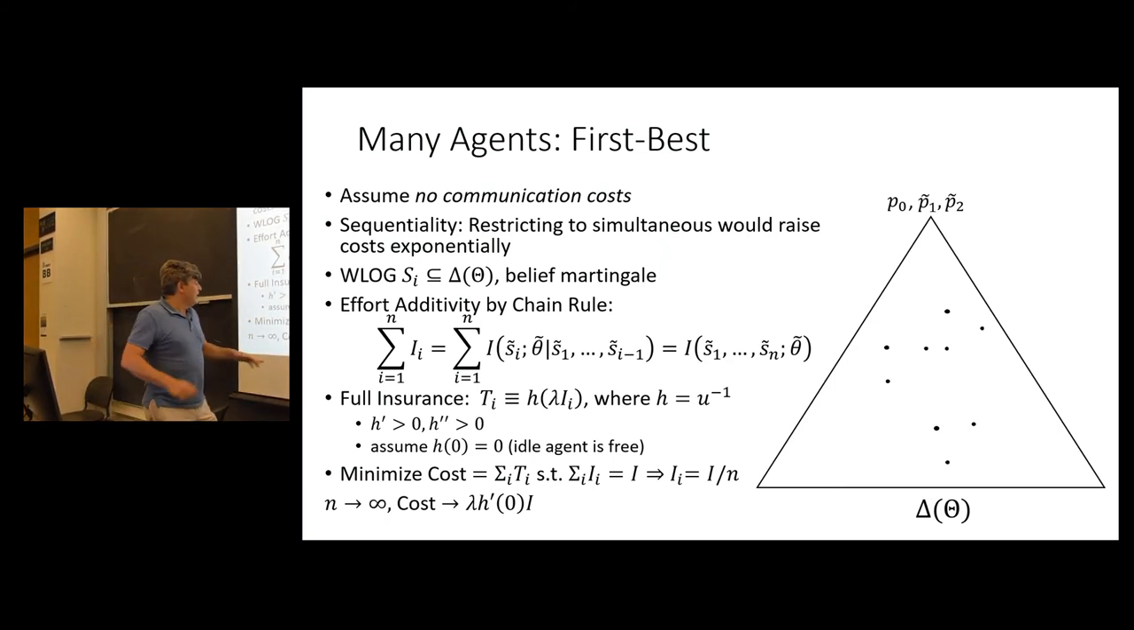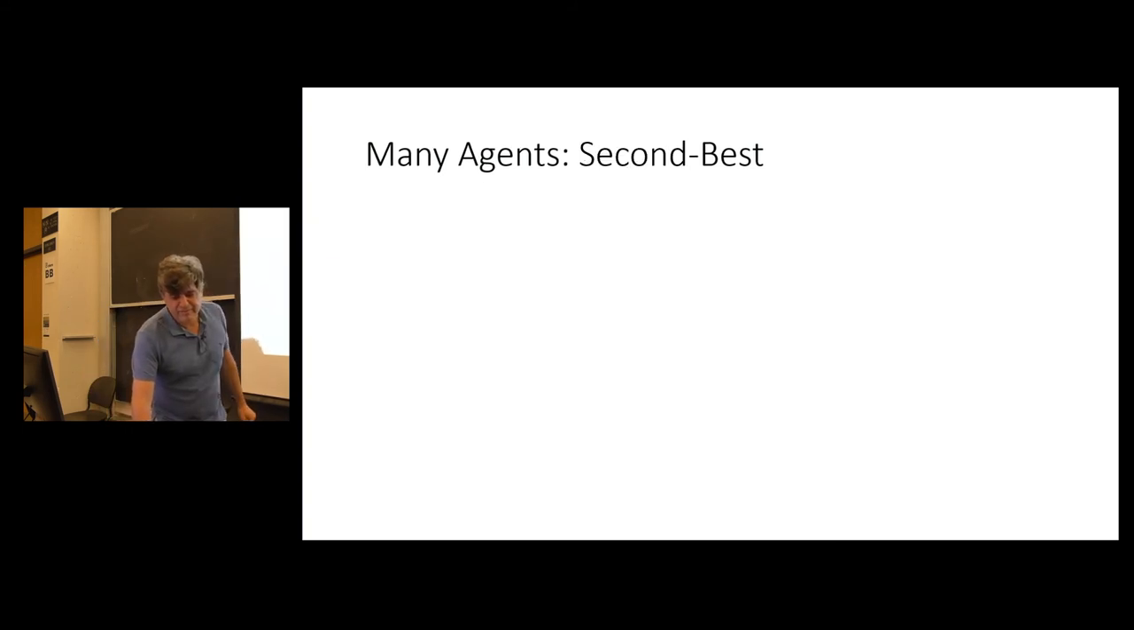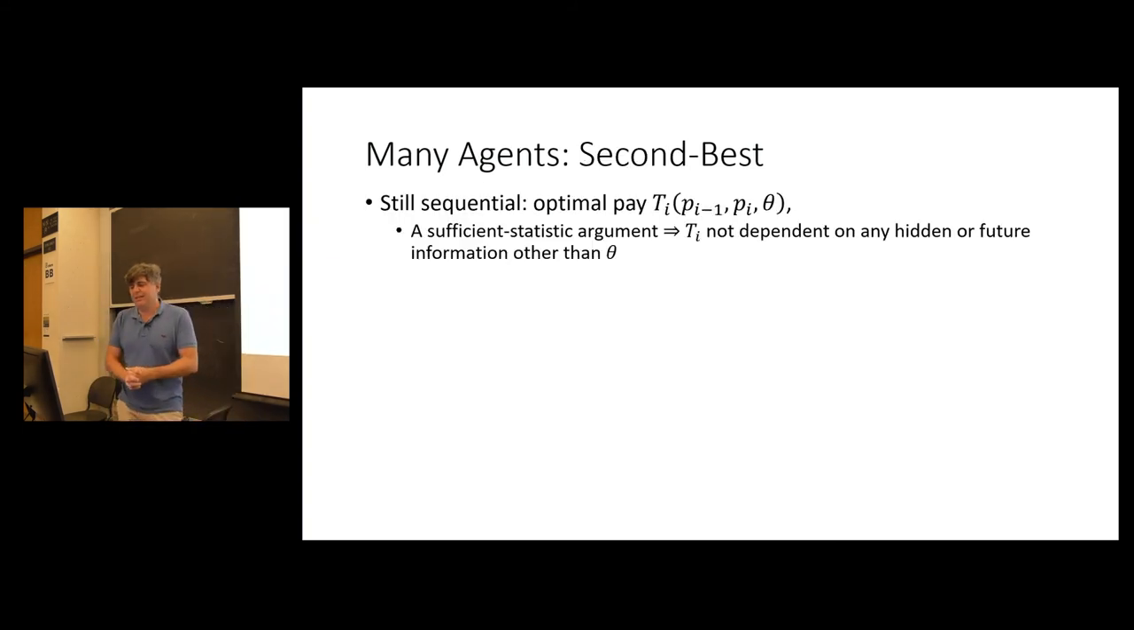And so in the limit, you get this first-best cost of acquiring I bits of information by having many agents. So the more agents, the better, in this situation. And this is the limit cost, but this is the first best. So the question is, what happens in the second best if you can have many agents, but you have to incentivize them?